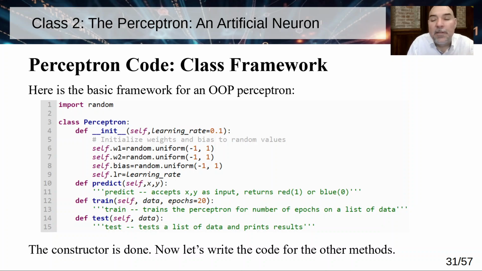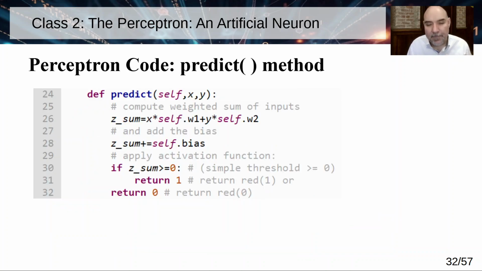All right. So now let's go into those individual methods. Let's look at the predict method. And notice this does exactly what we said that function should do. We pass in an X and a Y. We take X, multiply it by weight 1, take Y, multiply it by weight 2, put that in z_sum, that local variable. And then I take z_sum and I add the bias to that, z_sum plus equals self.bias. And now I have my activation function. And my activation function just says if z_sum is bigger than or equal to 0, return a 1, which would be red. Otherwise, return 0.